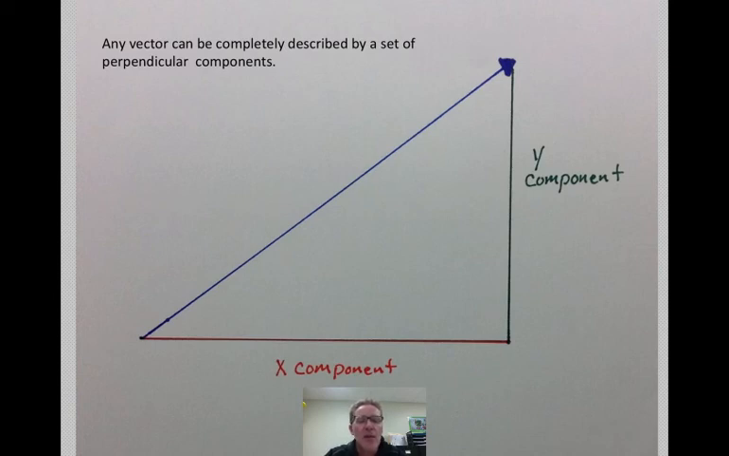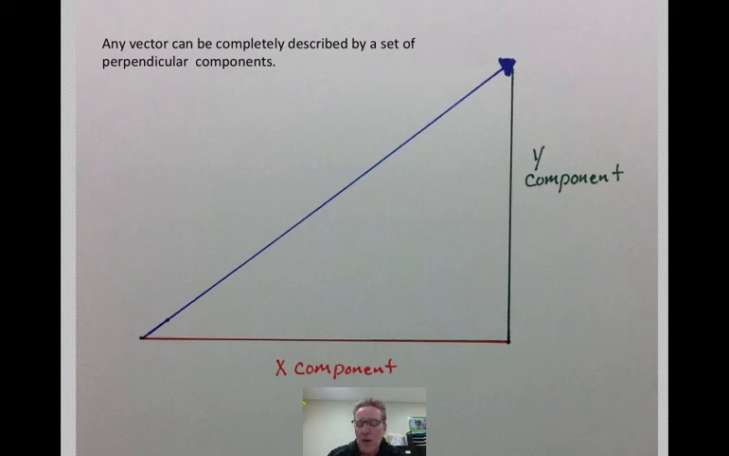Well, first let's just talk about vectors and how we can actually describe them by their set of perpendicular components. So any vector has an x component and it has a y component. And so here I have a vector drawn, the blue line with the arrow. This would be similar to earlier sections where we talked about adding perpendicular vectors. This is sort of doing the opposite. We're seeing what components add up to give us that vector.